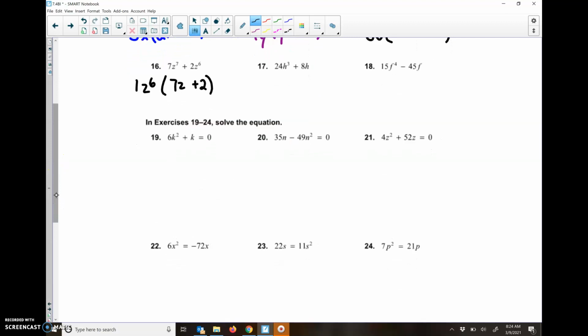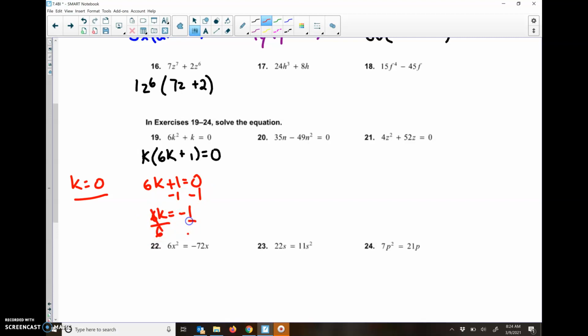And then here, 19 through 24 is pretty much the two of them combined. So you're going to factor it first and then solve. So my greatest common factor between 6k squared and k: they don't have any numbers in common, but they both have a k that I can pull out. So to go from k to 6k squared, I need another 6k. To go from k to k, I just need a 1. And now they want you to actually solve just like we did on the first ones. So k equals 0, so there's one answer. And then 6k plus 1 equals 0. So subtract 1, subtract 1. So 6k equals negative 1. Divide by 6, divide by 6. So then my other answer is negative 1/6.